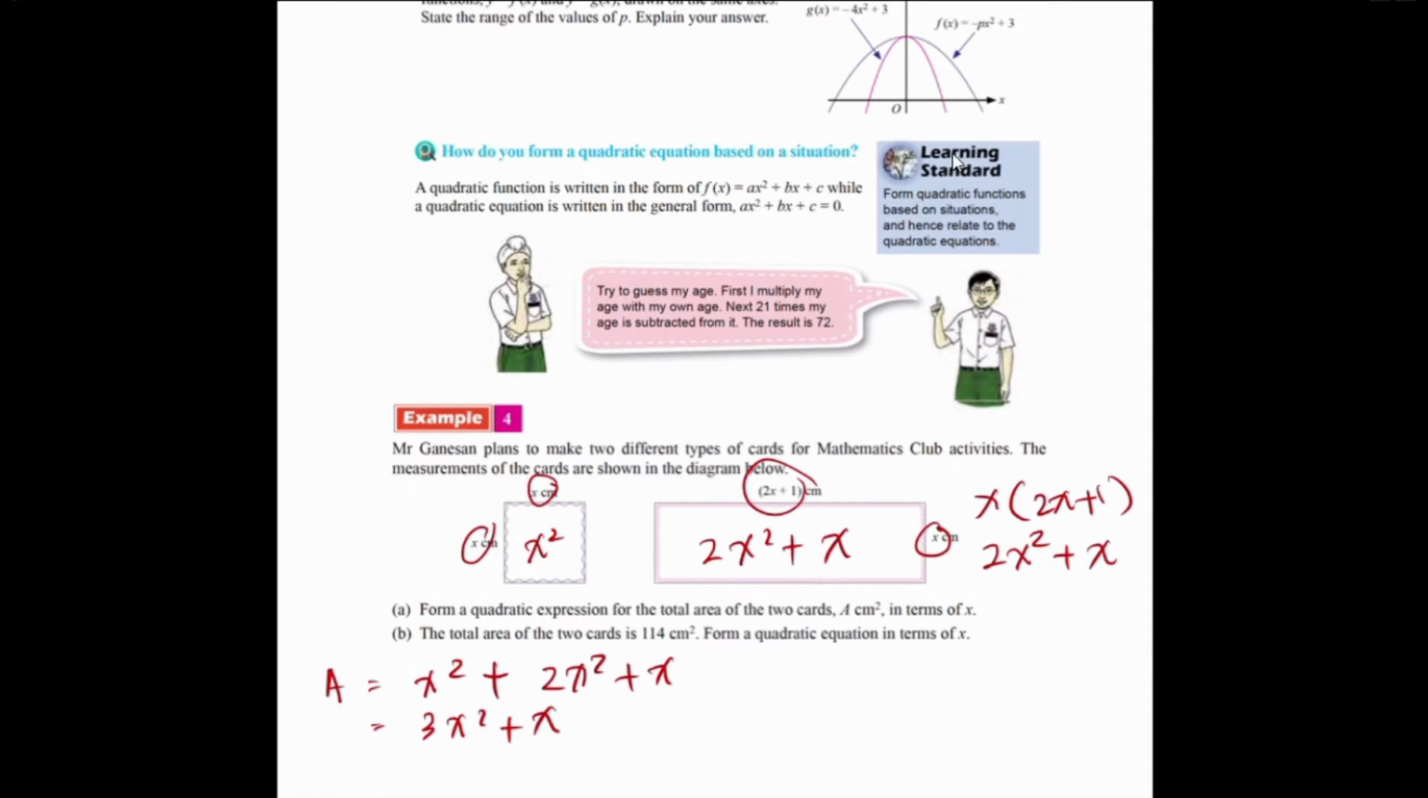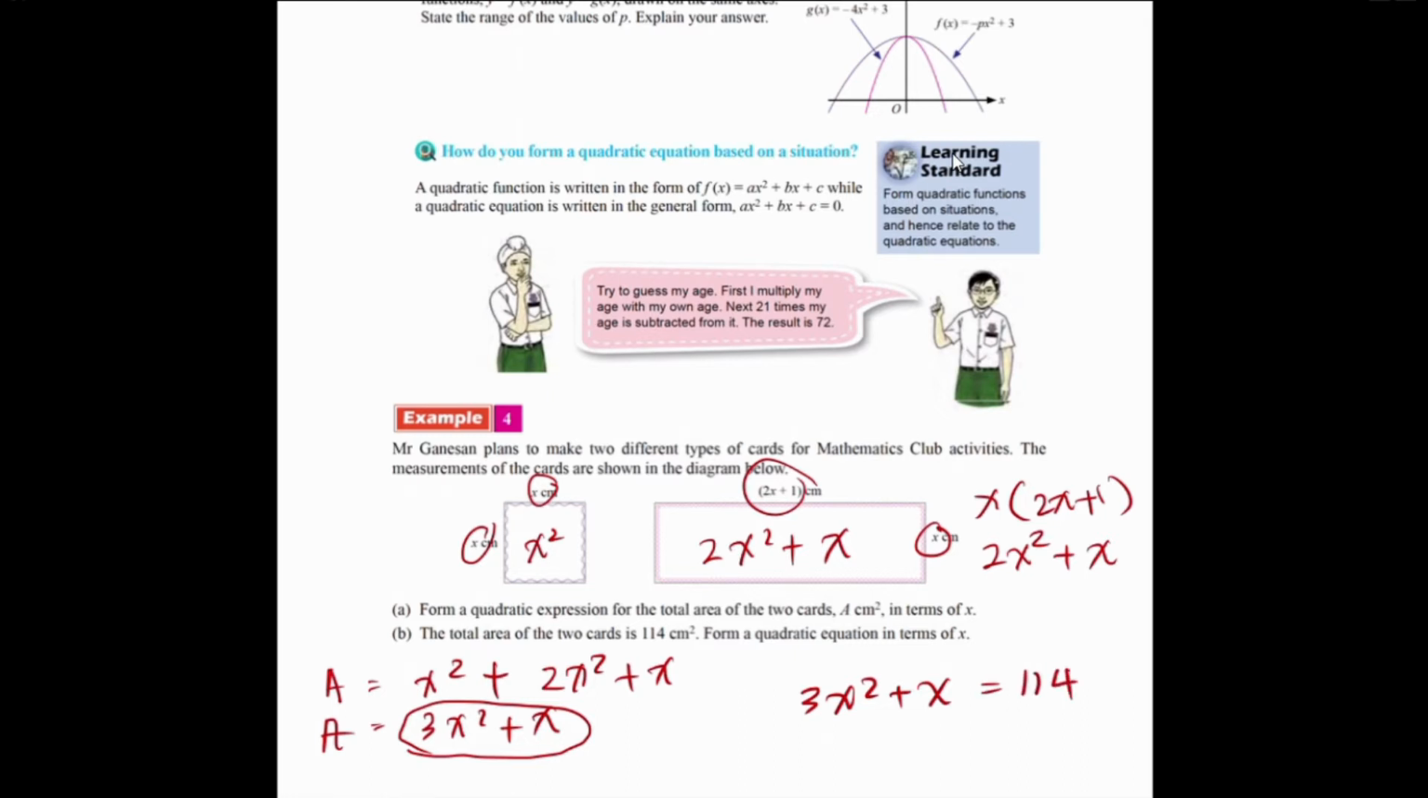Alright, look at the question B. The total area of 2 cards is 114 cm squared. Form a quadratic equation in term of x. So you know the value of the area is 114, and you also know that the area is equal to 3x squared plus x. So you just need to form an equation since it is basically the same. Okay, it is equal. So you just need to write 3x squared plus x equal to 114.